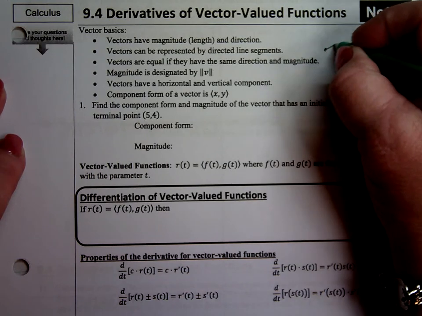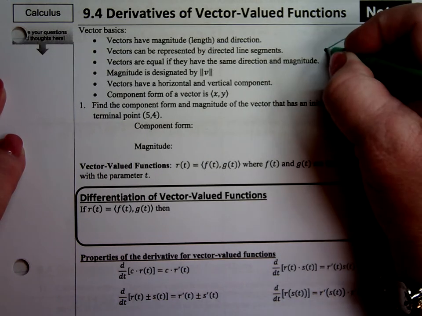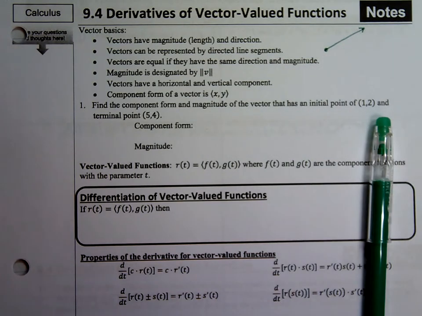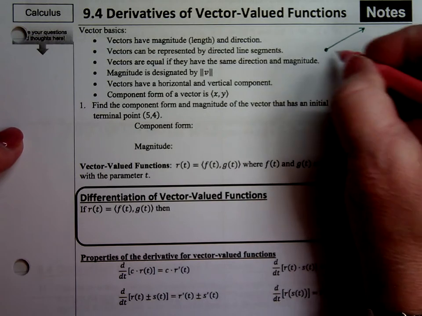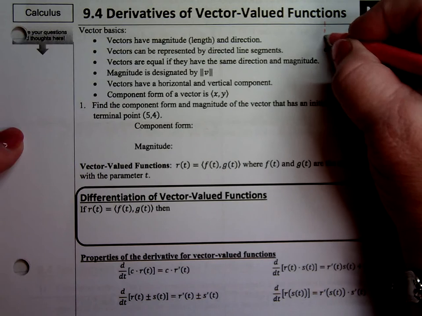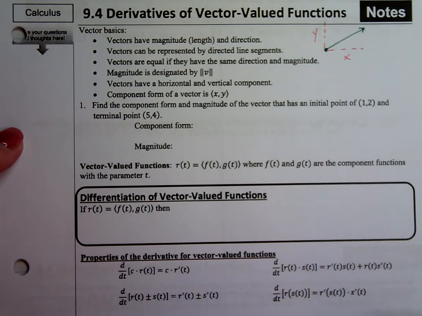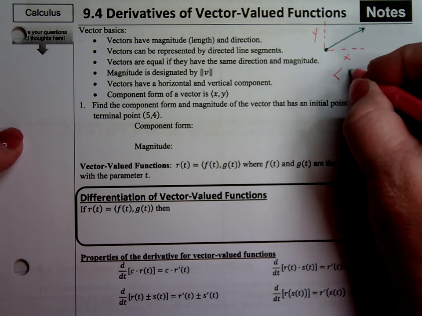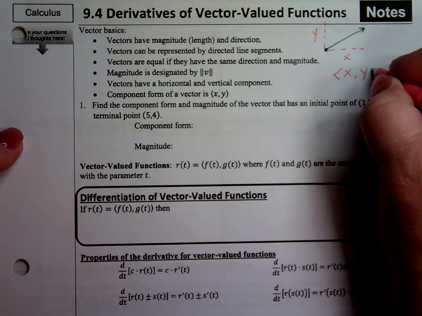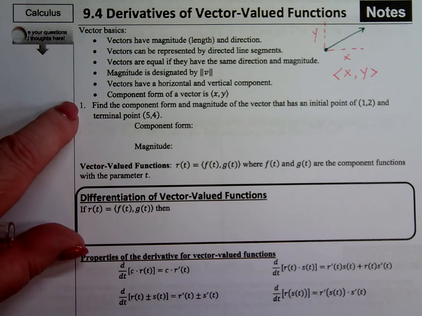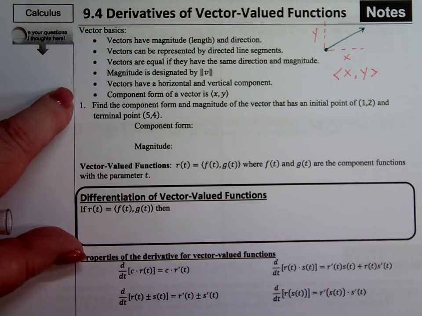So here's what I'm looking at. This would be an example of a vector. It starts somewhere and goes in some direction. With that, it has an x component, which is horizontal, and a y component, which is vertical. The way they designate it is a pointy bracket with the x coming first and the y coming second, finished by a pointy bracket. So you can see that all of these things come into play.